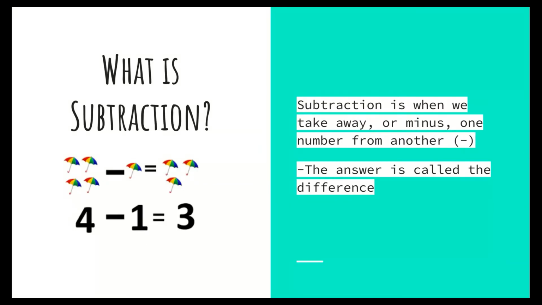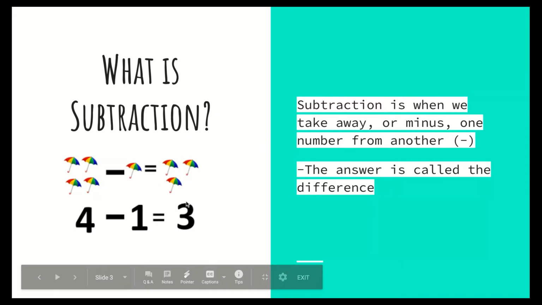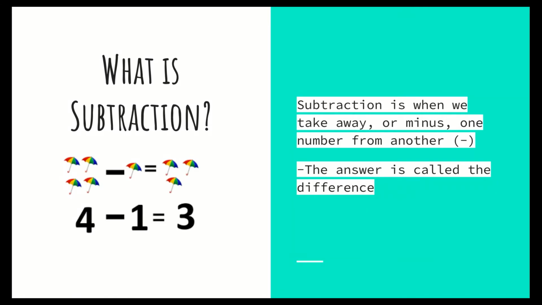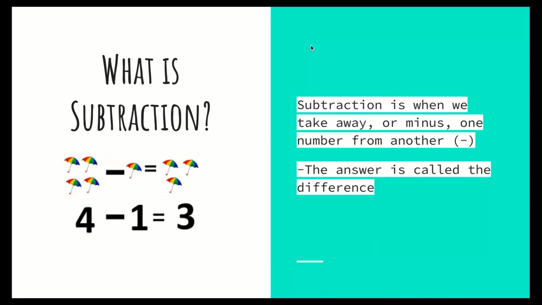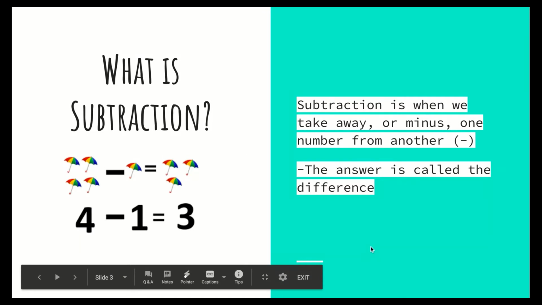Whereas subtraction, as you can tell by this picture, is when we take away or minus one number from another. And we use the minus sign, which is right here. It's a little dash. So I have here 4 umbrellas, take away 1 umbrella equals 3 umbrellas left over. The answer to this equation is called the difference. Okay, so when you're solving subtraction problems, the answer is the difference, and you're using the minus sign because you're taking away. Typically, you'll be subtracting a smaller number from a larger number. Okay, for our purposes, it's pretty much always going to be the larger number goes first, followed by minus the smaller number. All right.